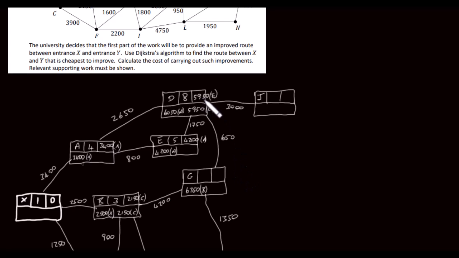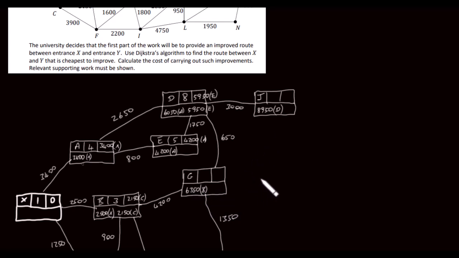Okay, so let's add all of these then. 5,950 plus 3,000 is 8,950, and that came from D. And then if you add these two here, you get 6,600, which is bigger than this, so I'm not going to write that in here, and that's it.